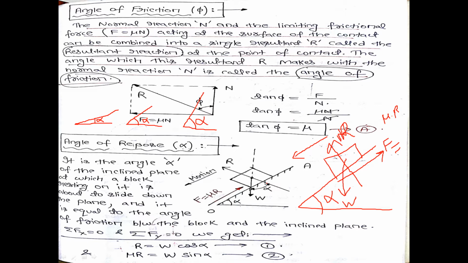Now I am reading the definition, that it is the angle alpha of the inclined plane at which a block resting on it is about to slide down the plane. That means the value of alpha at which the body will immediately slide from the inclined plane. Alpha equal to 14 degrees, body did not slide. Alpha equal to 15 degrees, body did not slide. Alpha equal to 15.1 degrees, body slid. That means alpha equal to 15.1 degrees is my angle of repose.